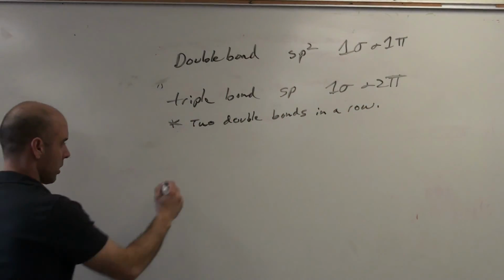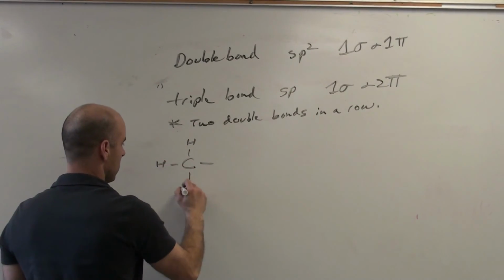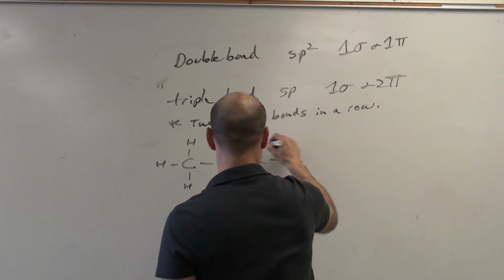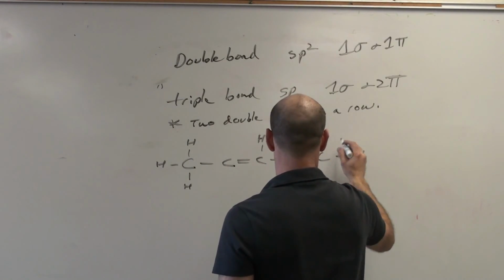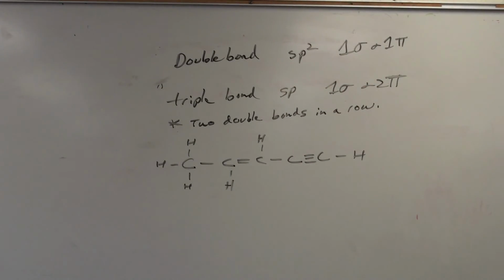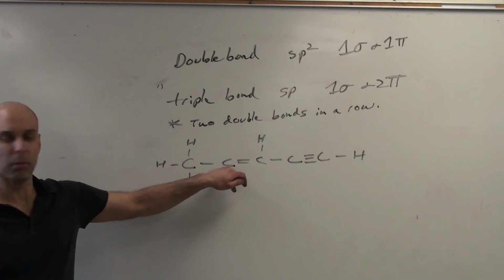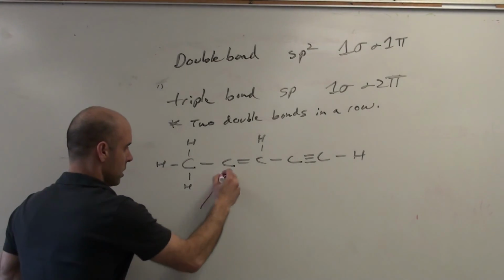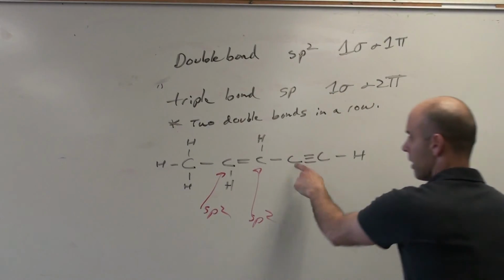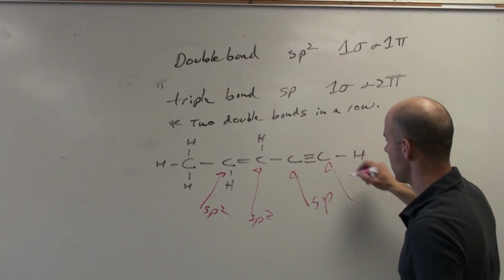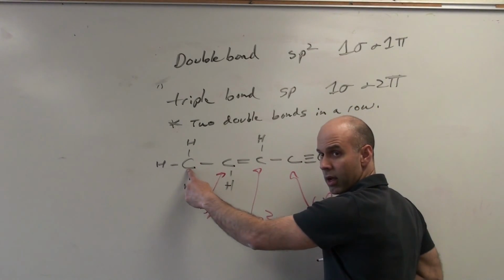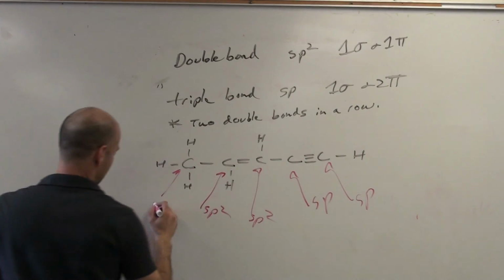So if I had this molecule, and I asked you to tell me the hybridization on each of the carbons. That's a double bond, right? That's sp2 hybridization. That carbon's got a double bond, sp2 hybridization. That carbon's got a triple bond, sp hybridization. That carbon's got a triple bond, sp hybridization. What about that guy? sp3.